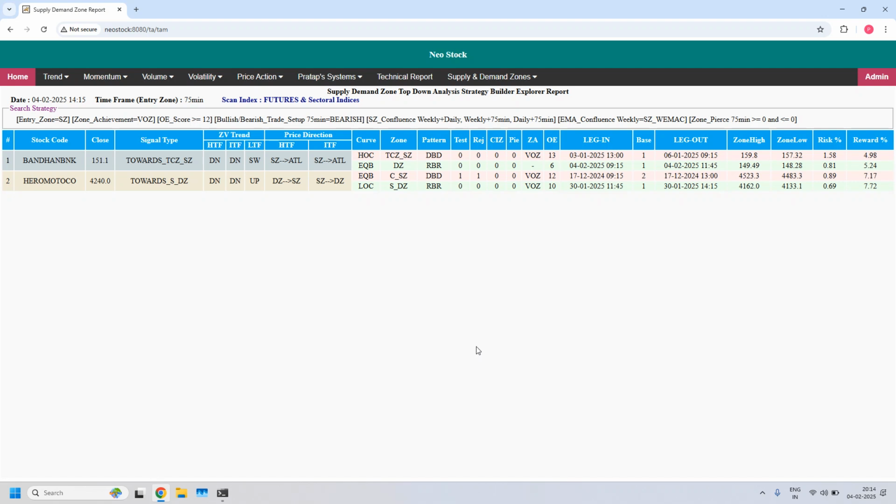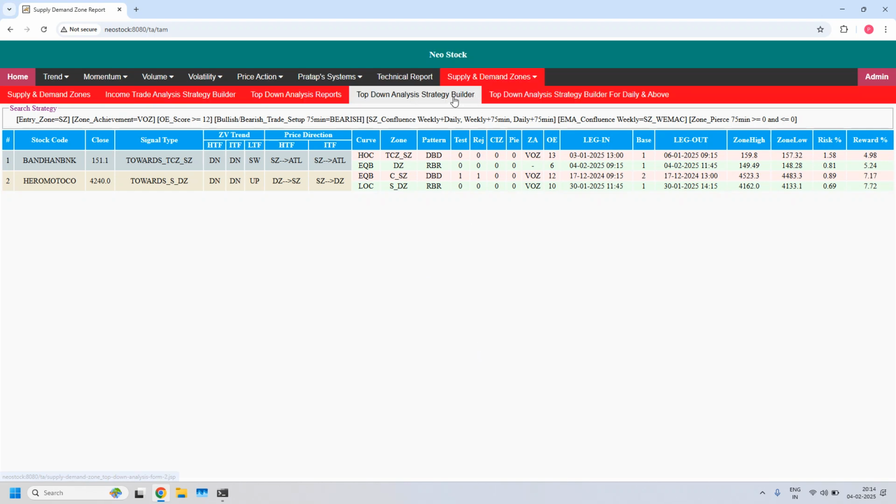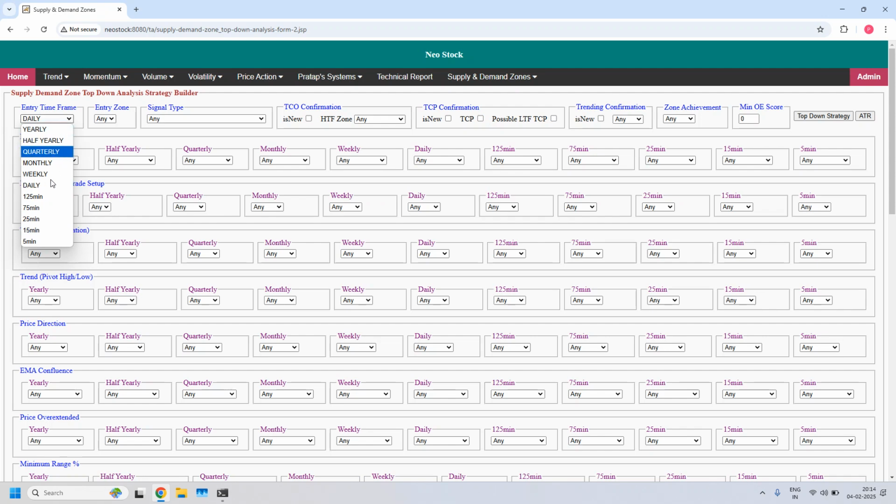Okay, this is about the bearish trade setup for weekly income trade. And the next, daily income trade, bullish trade setup. Entry time frame 15 minutes, entry zone demand zone. In bullish or bearish trade setup at 15 minutes time frame, I am selecting bullish.